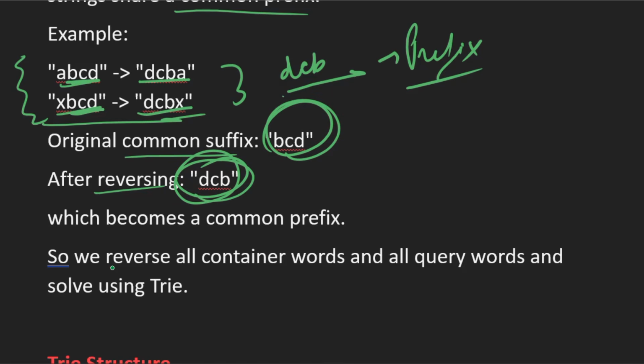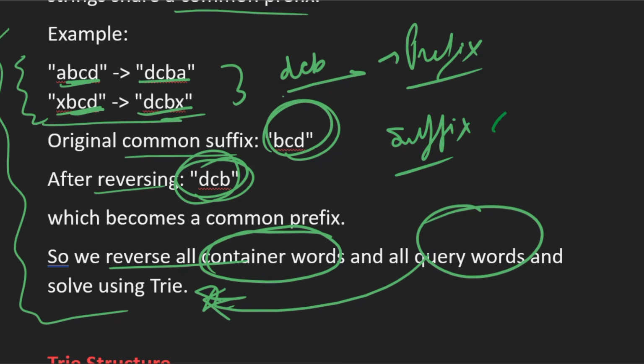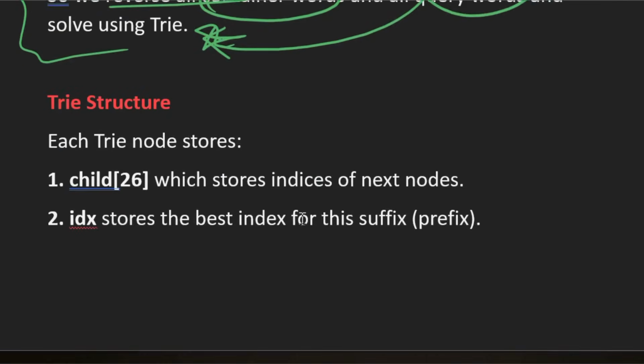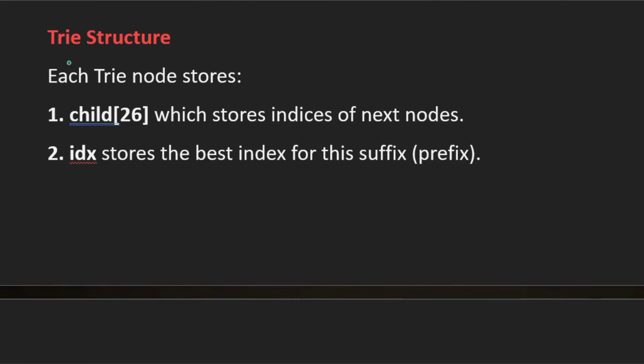So what we do is we reverse all the container strings and all the query words, and then we use trie. On reversing, the problem will still be the same. Just, instead of finding the longest common suffix, we will find the longest common prefix, right?